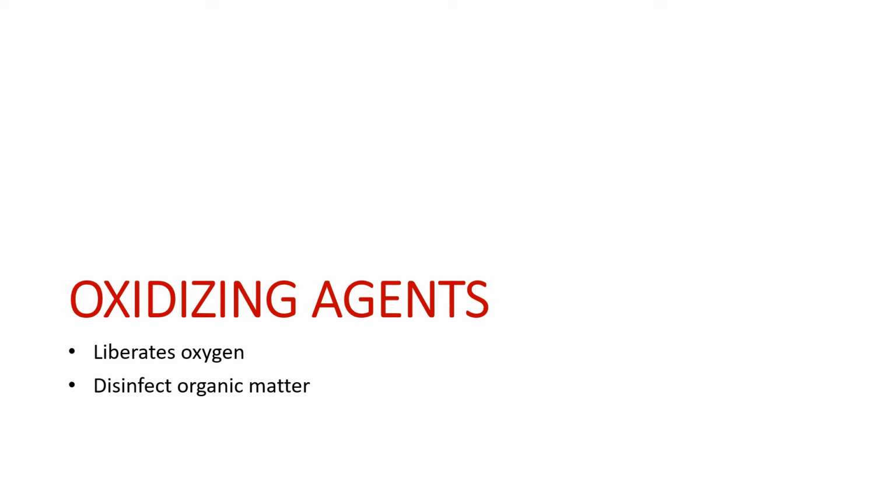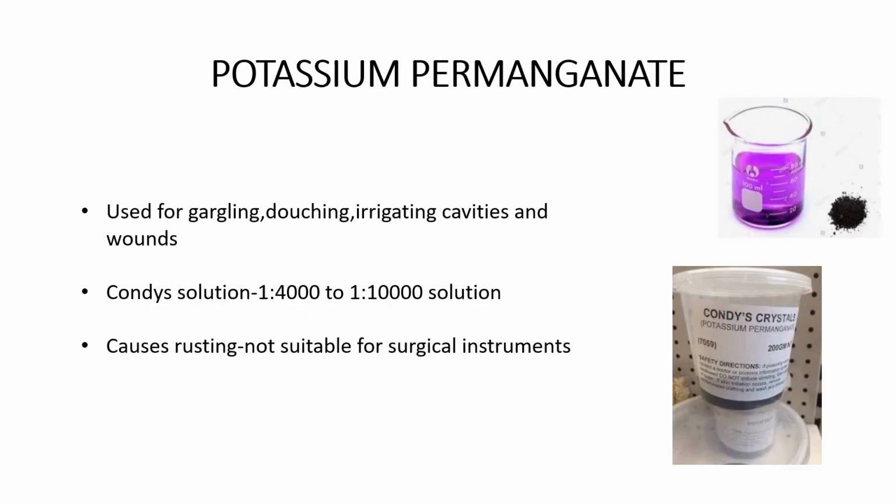The next group of antiseptics are oxidizing agents. Oxidizing agents mainly act by liberating oxygen. When the material contains more organic matter, then you can use oxidizing agents. The first one is potassium permanganate. It is used for gargling, douching, and irrigating cavities.